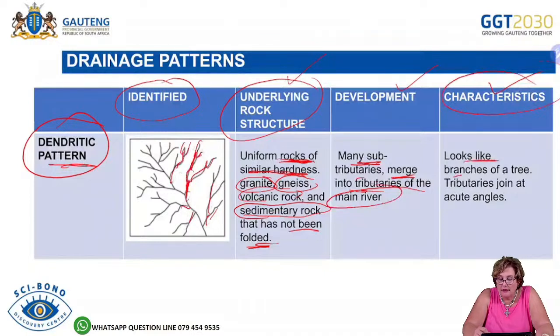It looks like the branches of a tree. If you look at this, you can see it almost looks like a tree. The tributaries here join at an acute angle. So this is the characteristic. It is recommended that you study this slide as is.